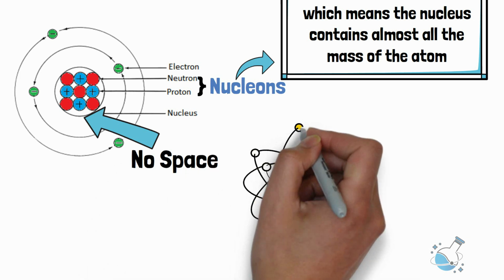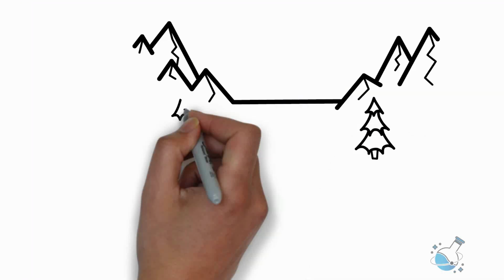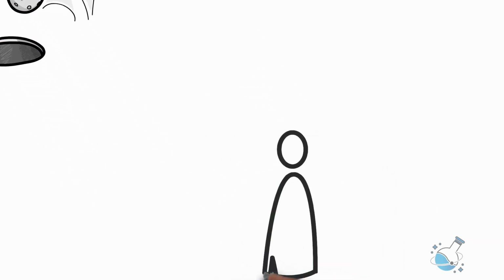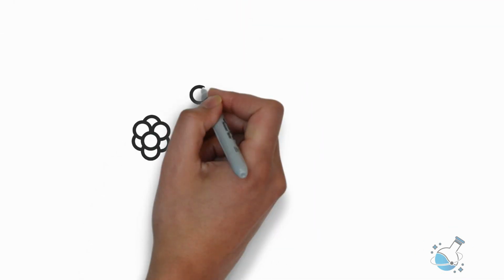Try to imagine how dense it is. The density is about 10 to the power 17 kg per meter cube. The nucleus to the atom is like a golf ball to a golf course. As a result, atoms are mostly empty. As it stands, we too are mostly empty, and so is everything else.